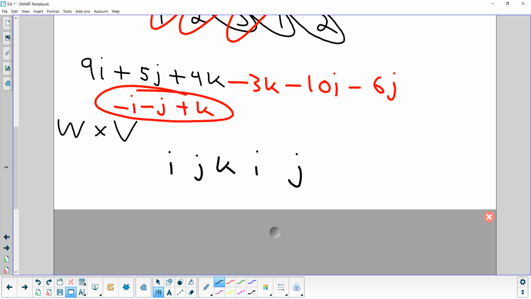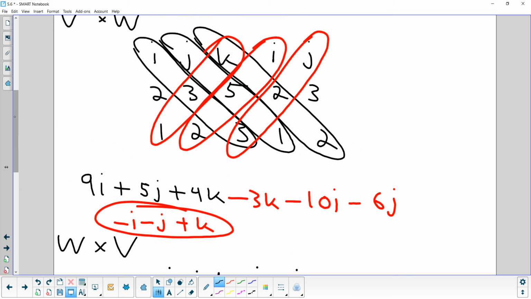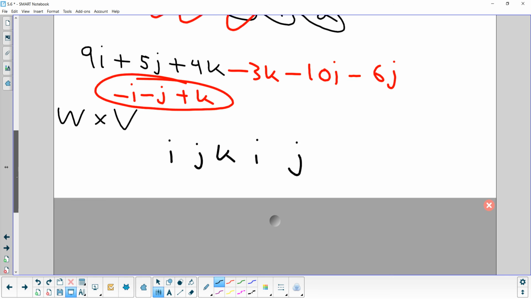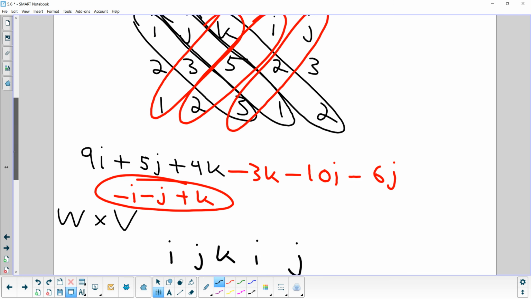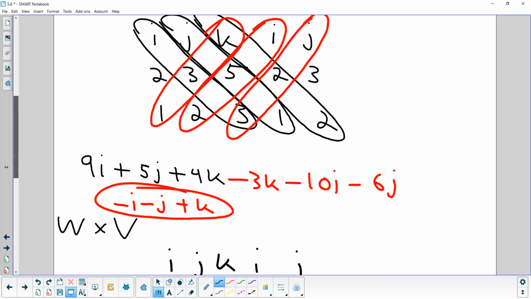If I was doing this problem from scratch, I would write the 3 and then make a copy. But we already have the problem right here, basically. Just swap these two rows. That's going to switch the order. 1, 2, 3, 1, 2. And then 2, 3, 5, 2, 3.